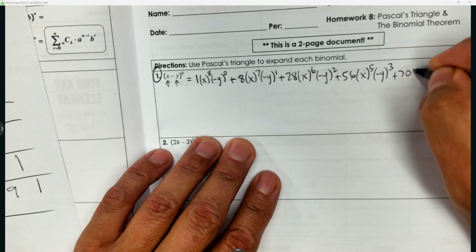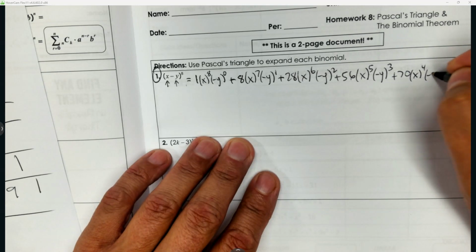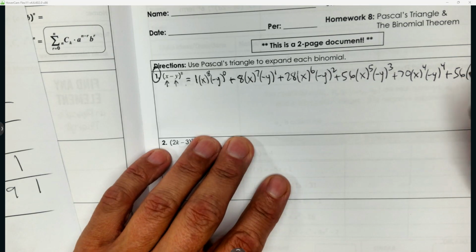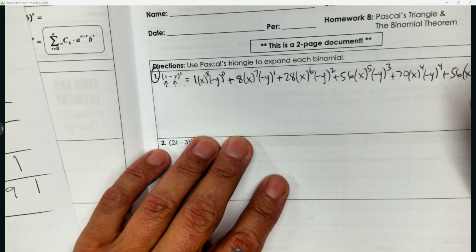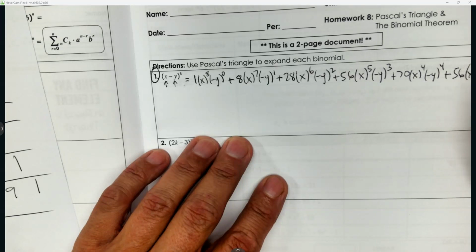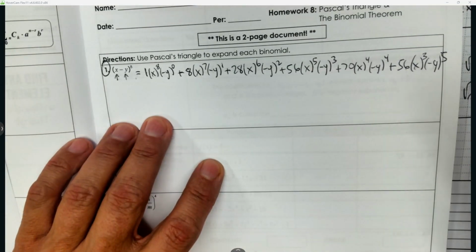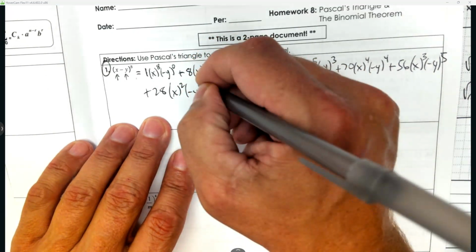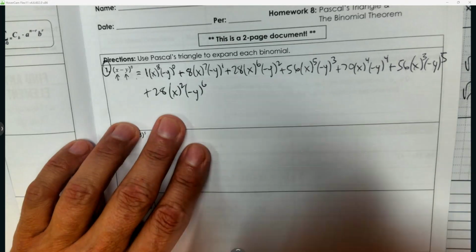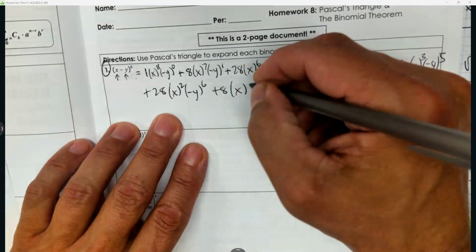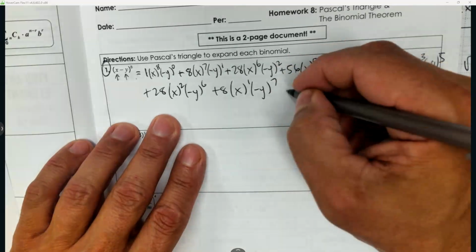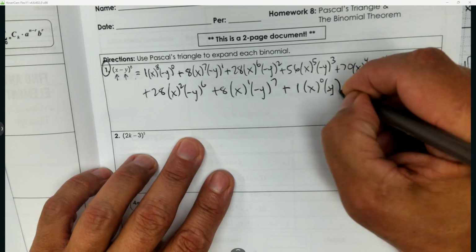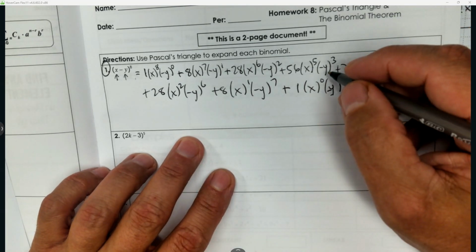70. These are both 4. 56. Now this is going to go to 3, and then this is going to go to 5. Oops, like that. 28. This is 2. And this is 6. 8. This is 1 and 7, and then last one 1. This is 0 and 8.